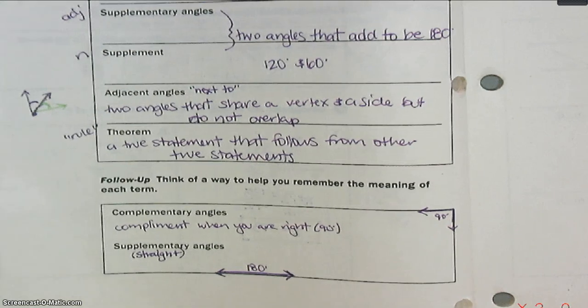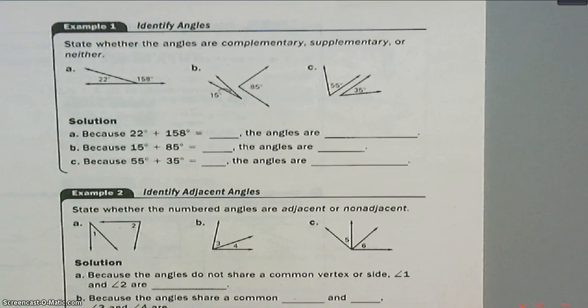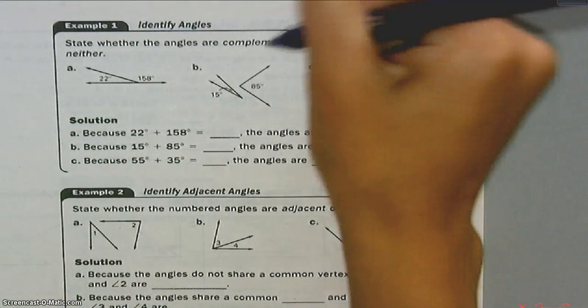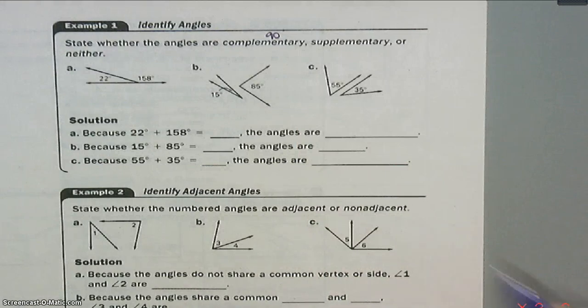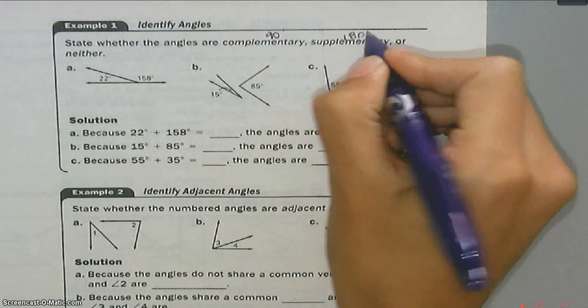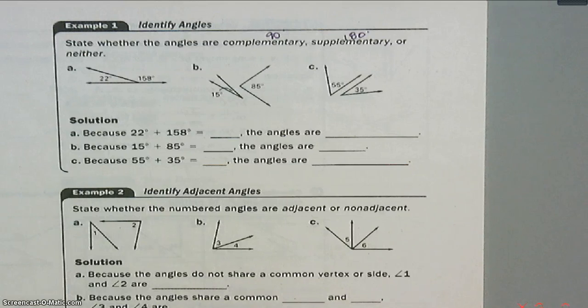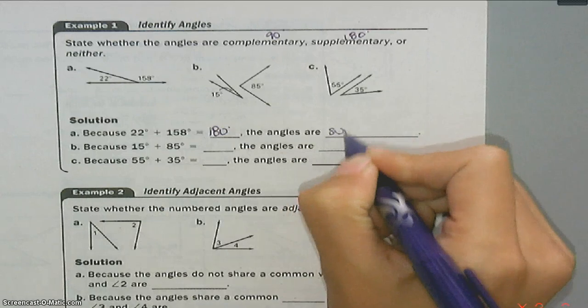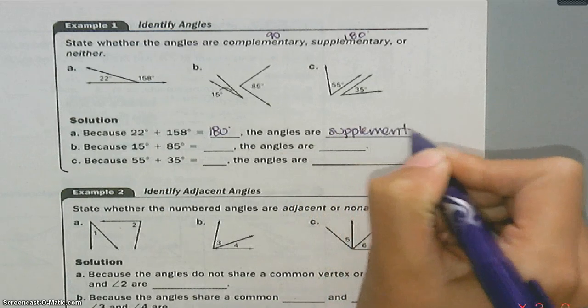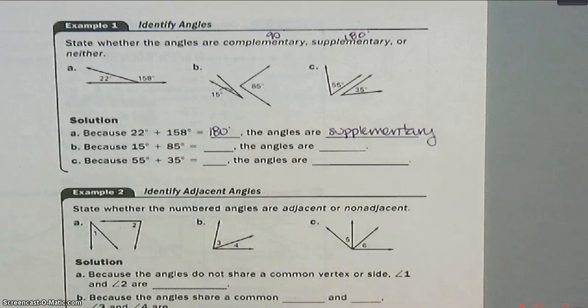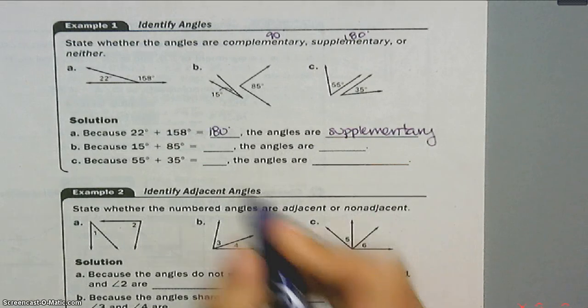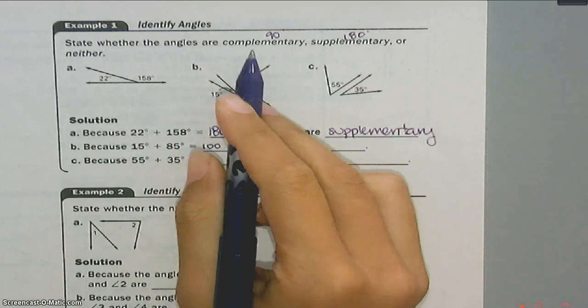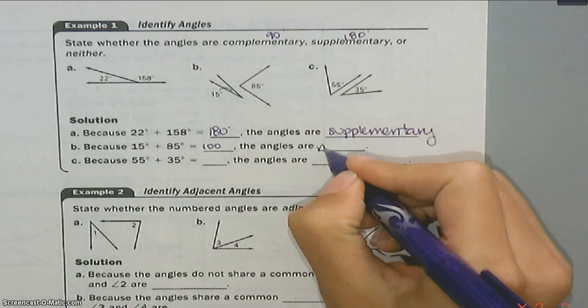So let's do some examples. State whether the angles are complementary, so they add to be 90, or supplementary, which means they add to be 180, or neither. So 22 and 158. Well, 22 plus 158 is 180. So that is supplementary. 15 plus 85 is 100. That's not complementary, not supplementary, that's neither.